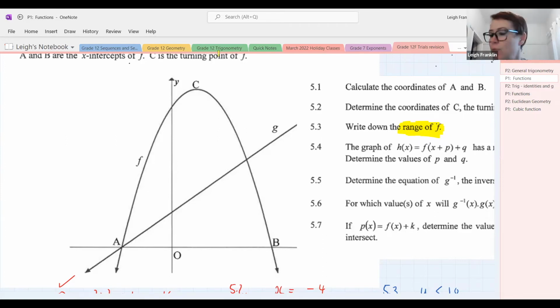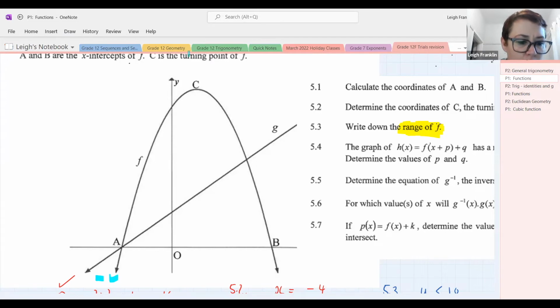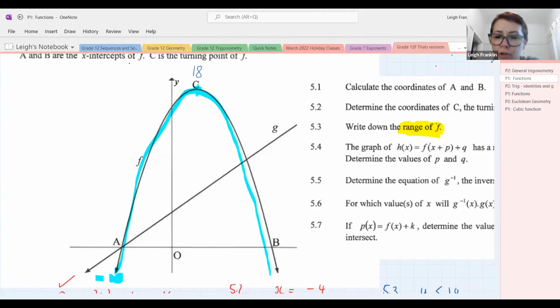So if we think about it like this, as far as range is concerned, this graph comes all the way from negative infinity. Somewhere down here is negative infinity. And it goes up and up and up till it gets to a point where it does not go any higher. That maximum that it reaches in this particular case is 18, the y-coordinate at the turning point. And after it's become 18, it then continues to decrease again and go back down to negative infinity.